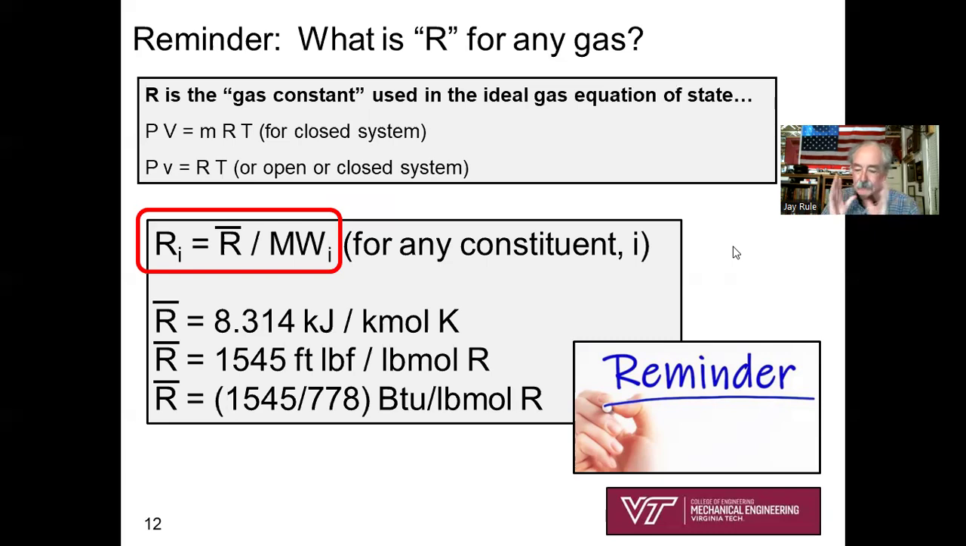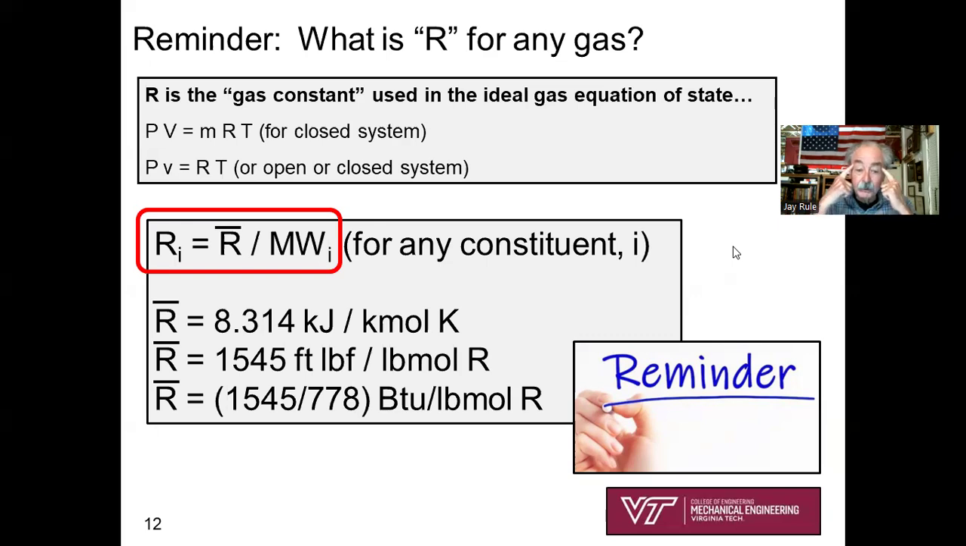So let's do a little refresher on what is R. R is the gas constant for any ideal gas. And why do we use R? Because we use the equation of state. If it's a closed system, PV equals mRT. For open systems, P times little v is equal to RT. Those are identical statements.